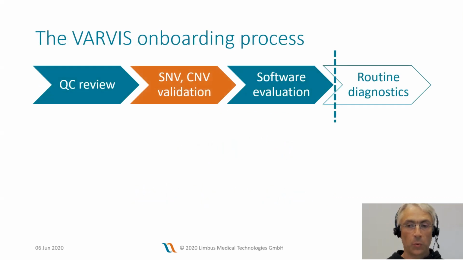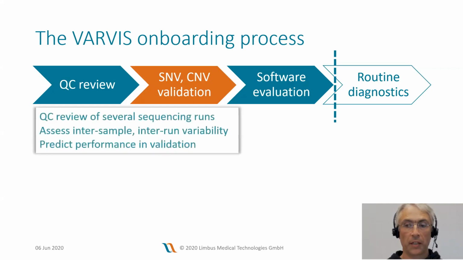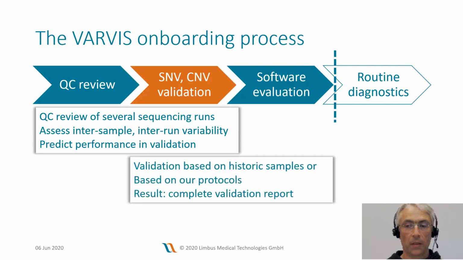The steps that we at Limbus follow to onboard new users may serve as a blueprint for anybody who intends to establish an exome diagnostic assay. We start with reviewing and processing data from sequencing runs that have been performed so far. Here, we assess intersample and interrun variability and can predict the outcome of a validation process. Then, we actually perform the validation. The user simply has to provide the data. We will show you how we do that exactly on the next slides.